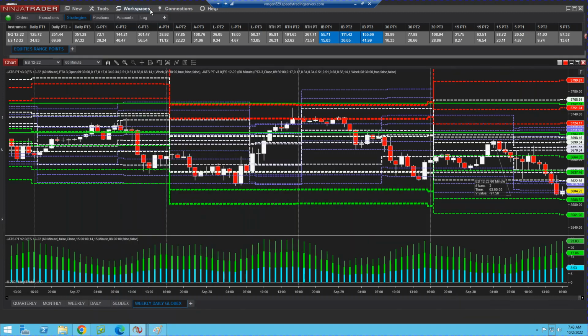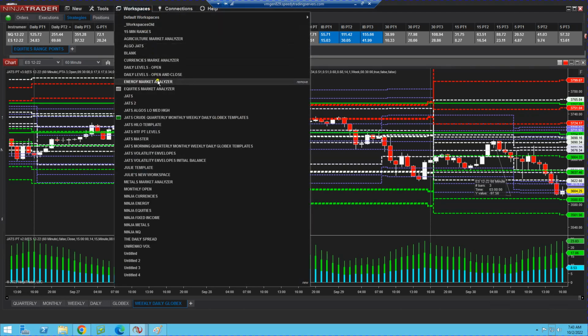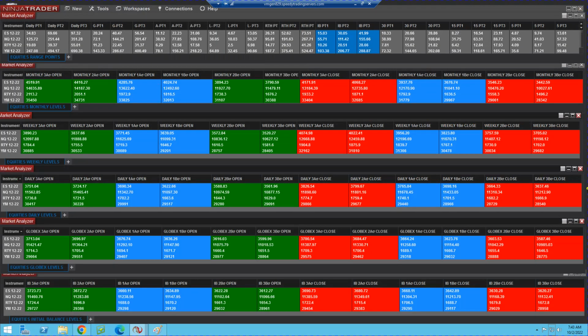Like I said, the daily range was 97.50. Here is the market analyzer. And as you can see, 97.32 was the daily PT3. So target reached, and it went one more tick, right, and came back. One or two more ticks and came back. So yes, having an idea of what these ranges might be will be very, very helpful.